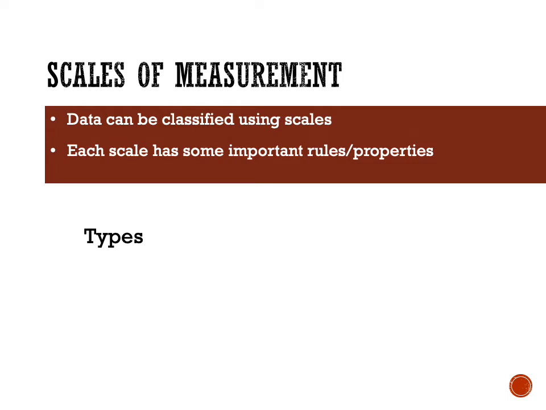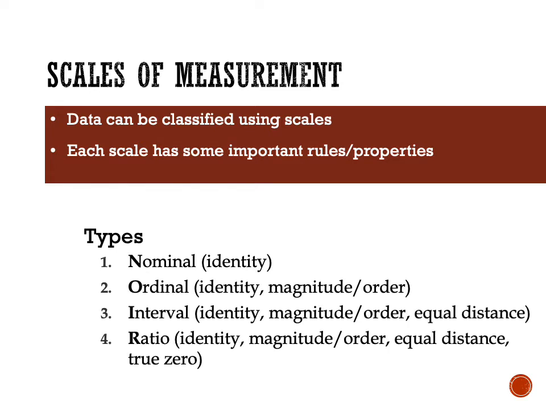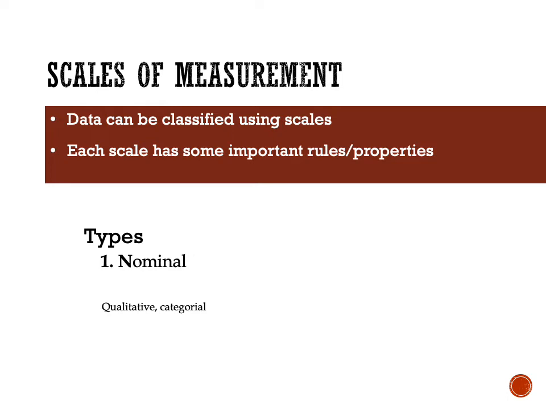There are 4 different types of scales of measurement: nominal, ordinal, interval, and ratio. I'll talk about each one of these and give some examples.